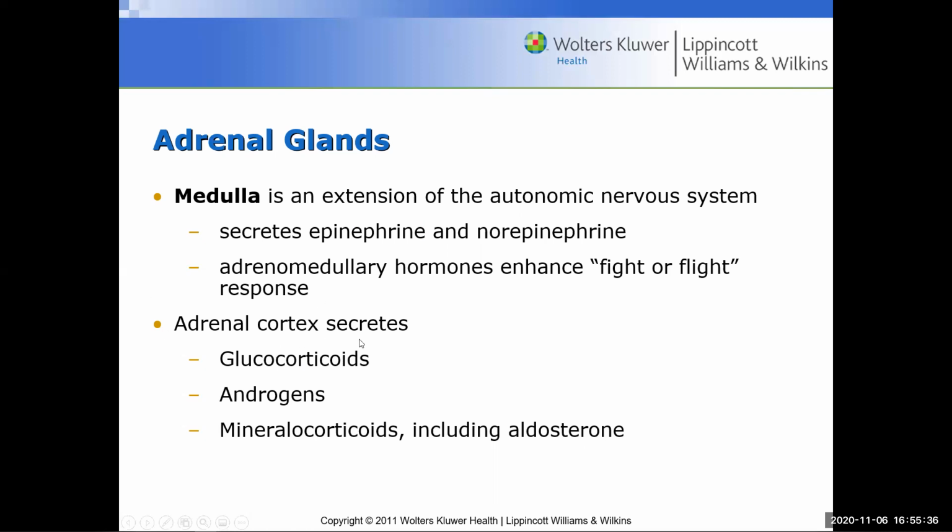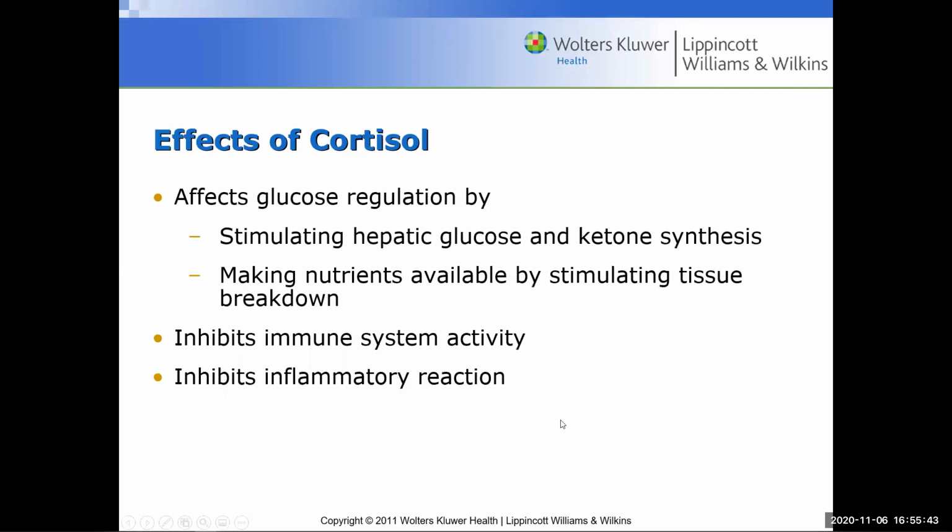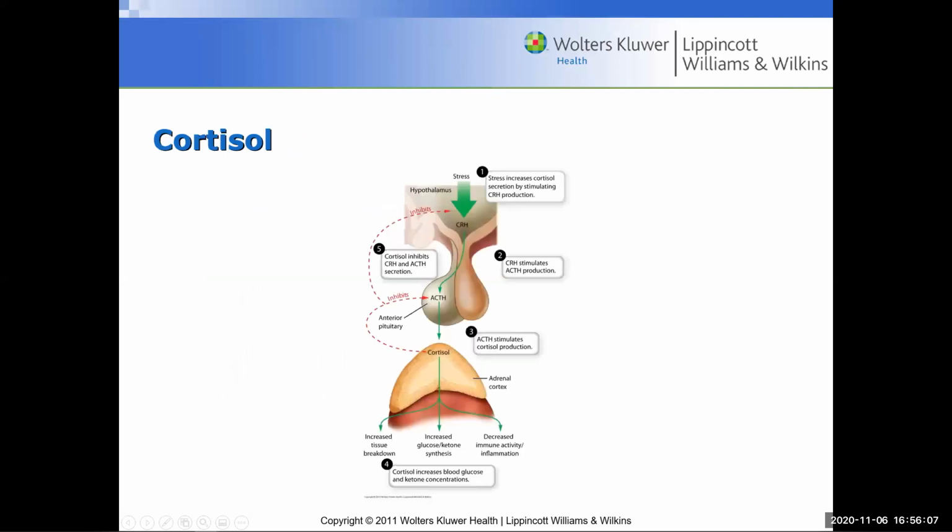The adrenal cortex secretes glucocorticoids, androgens, and mineralocorticoids, including, of course, aldosterone. Now, cortisol. What are the effects of cortisol? This affects glucose regulation by stimulating hepatic glucose and ketone synthesis and making nutrients available by stimulating tissue breakdown. Cortisol also inhibits immune system activity and inhibits inflammatory reactions. That's very important in terms of cortisol, a steroid.